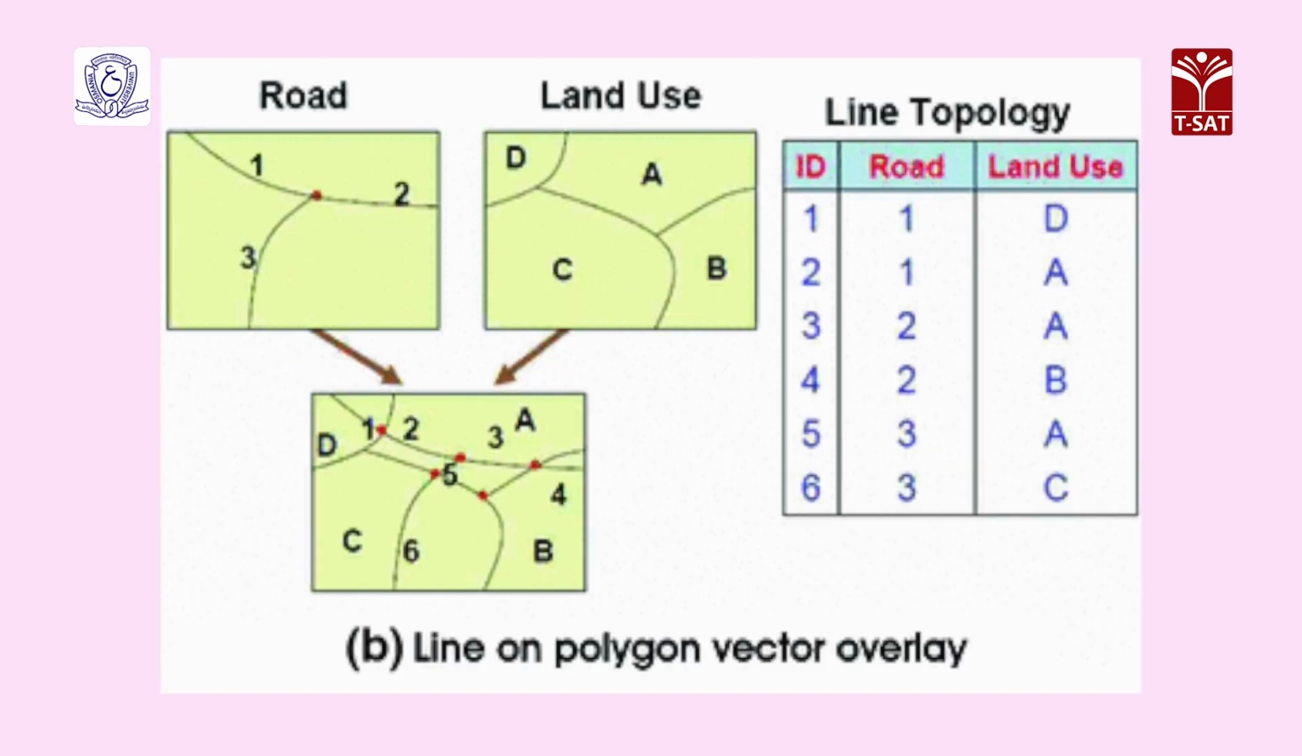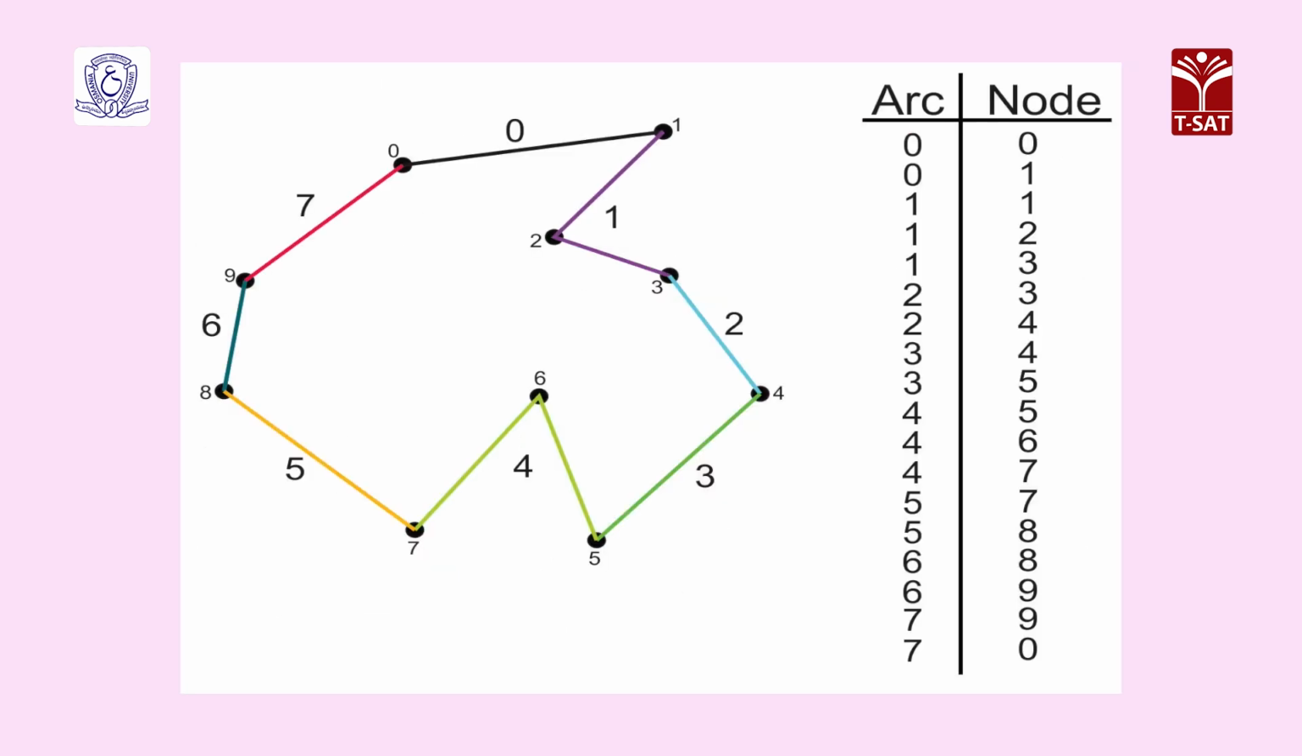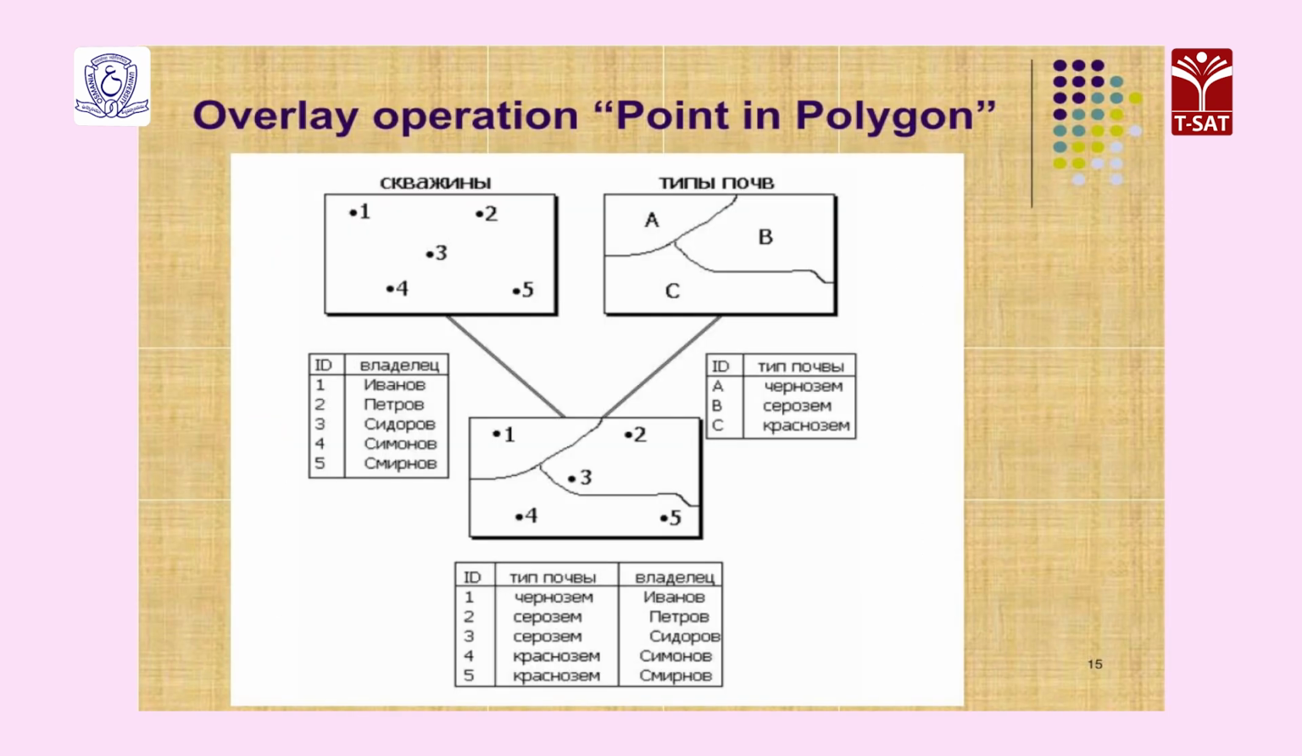Line in polygon overlay. In this overlay, the output is a line coverage with additional attribute data. No polygon boundaries are copied in this overlay. New arc node topology is created. Point in polygon overlay. In this overlay, the output is a point coverage with additional attribute data. No new point features are created in this overlay. No polygon boundaries are copied.